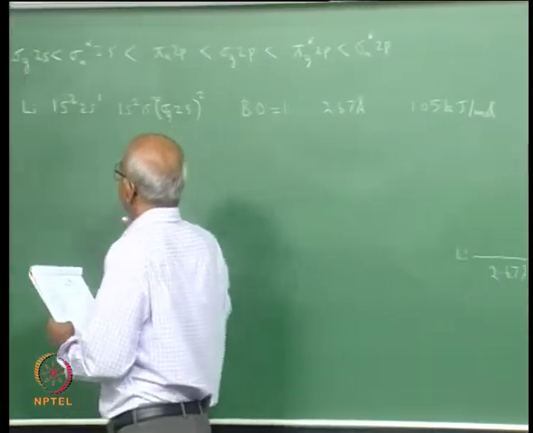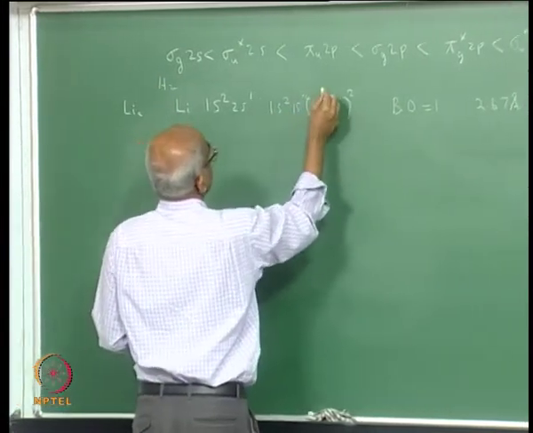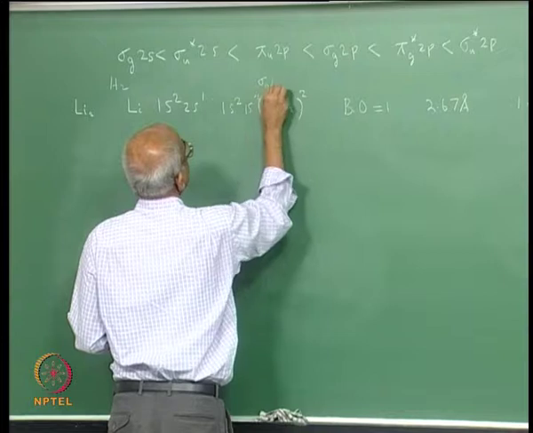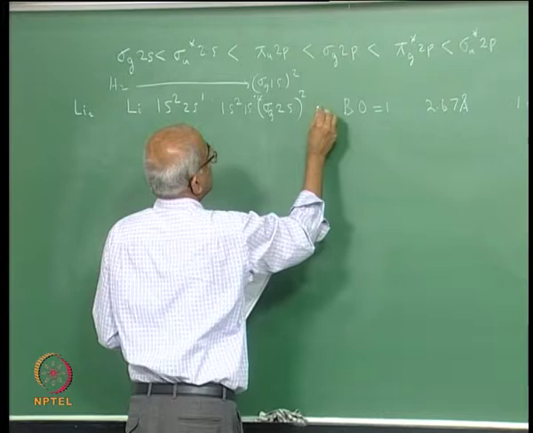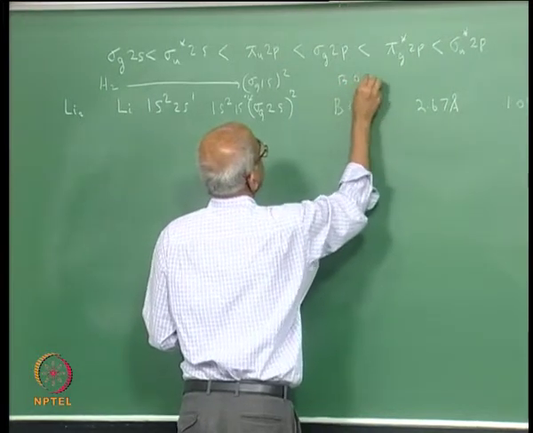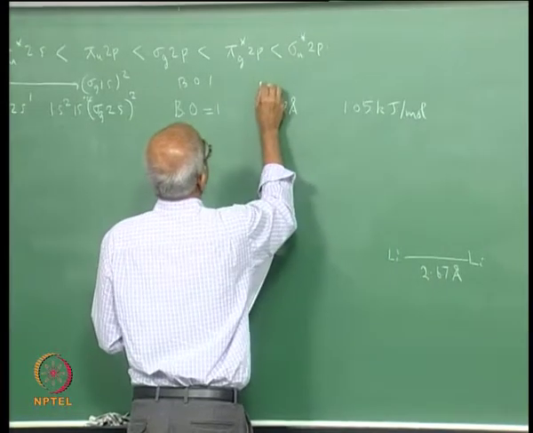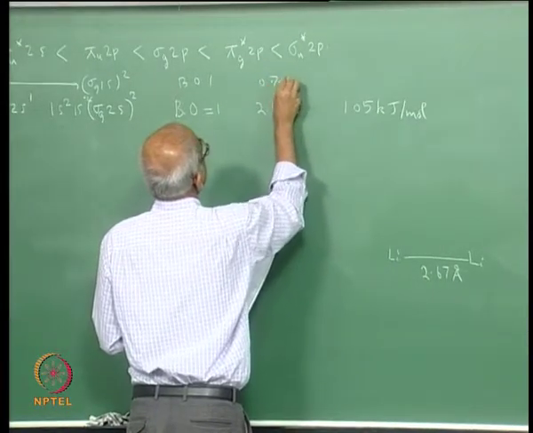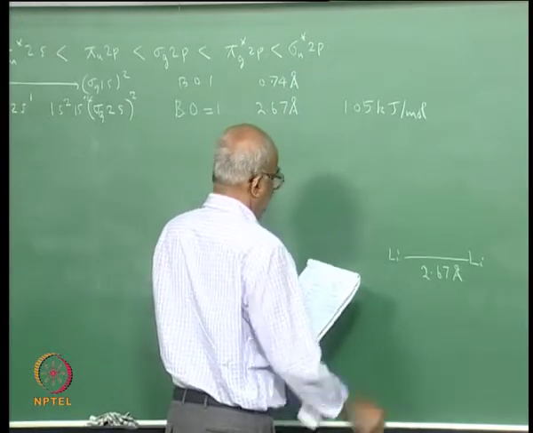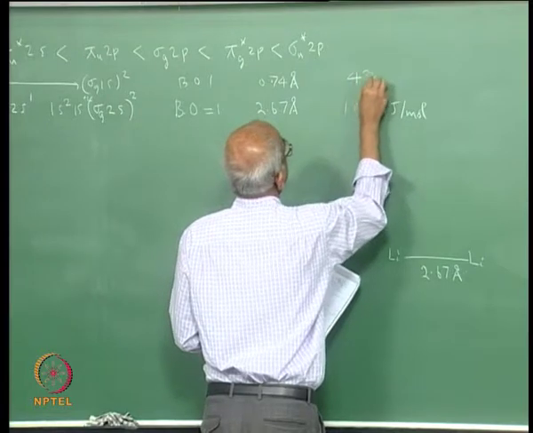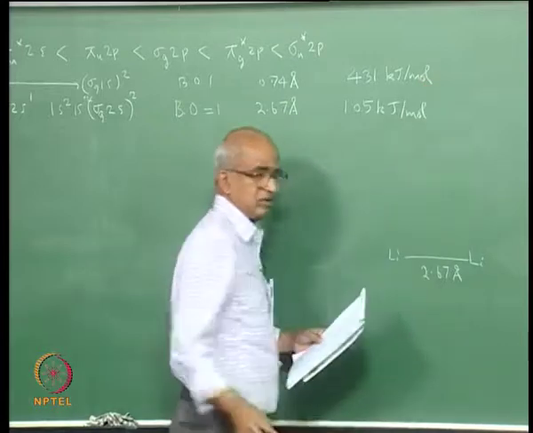Just to compare, maybe I should write H2 here. H2 has 2 electrons in sigma g 1s. Bond order actually is 1. Bond length is 0.74 angstroms. And the bond energy is how much? It is 431 kilojoules. Just to compare the two.